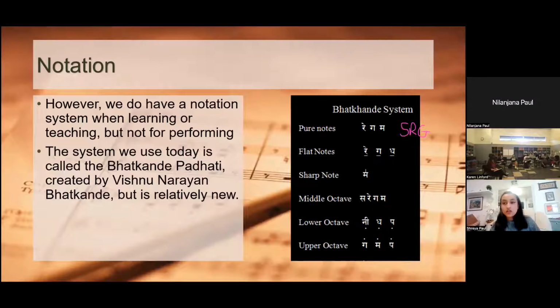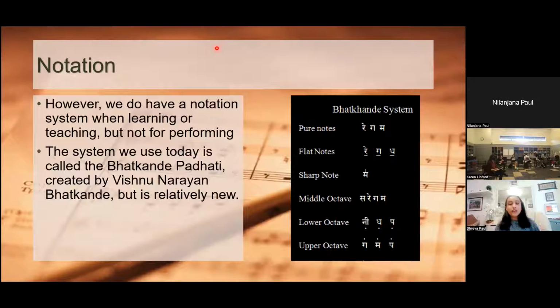Then a sharp note. In our system, the only sharp note that we have is ma madhyam, which is fa, I think. I can't remember what the word for the position in the scale is, but the only sargam, or letter, that you would have sharpened is ma, and we draw a line on the top like that. So it's just as simple as that, I guess.